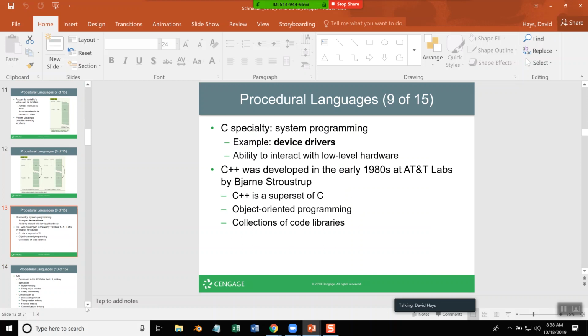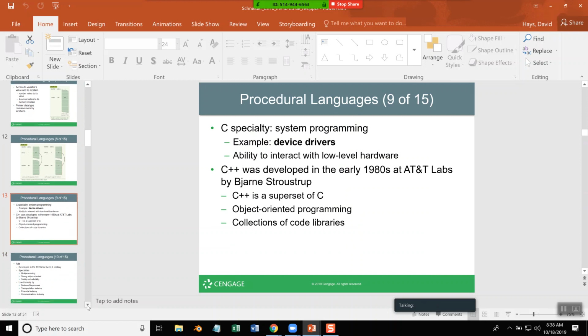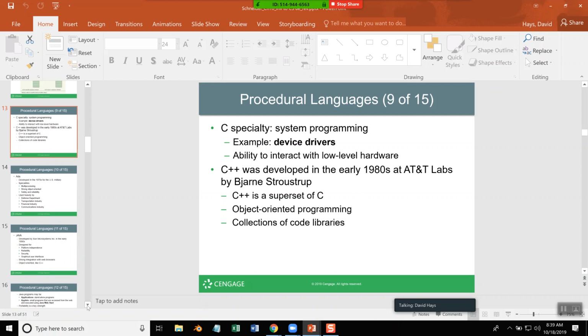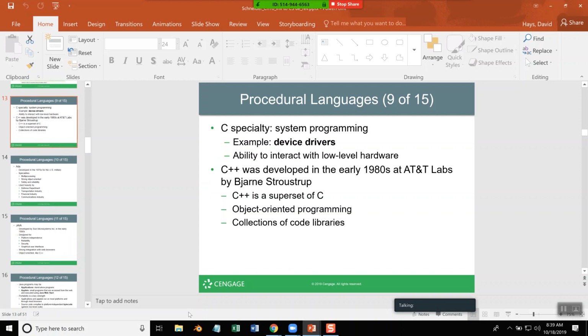C is still used quite heavily. It's one of the big ones out on dice.com. Used for a lot of systems programming, for example device drivers. The reason why it's still popular is because they interact with low-level hardware. A lot of times you need that.